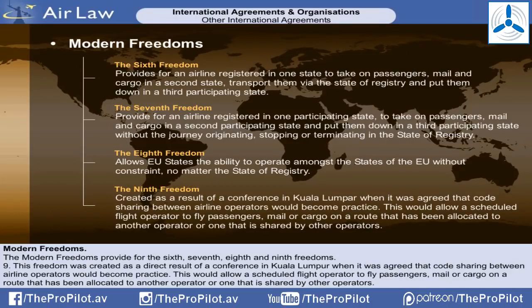The 9th and final freedom was created as a direct result of a conference in Kuala Lumpur that allowed booking code sharing between airline operators. This allows a scheduled flight operator to fly passengers, mail and cargo on a route that has been allocated to another operator or one that is shared by other operators. Unlike the first 5 freedoms, freedoms 6 to 9 are informal in nature. That is, they are not the consequence of any formal international agreement.